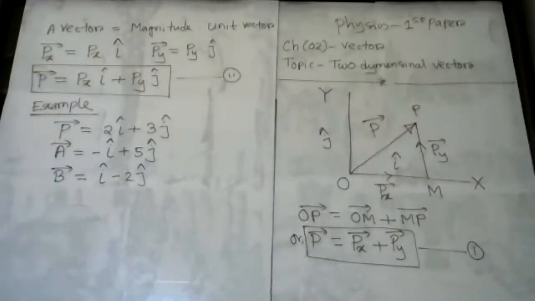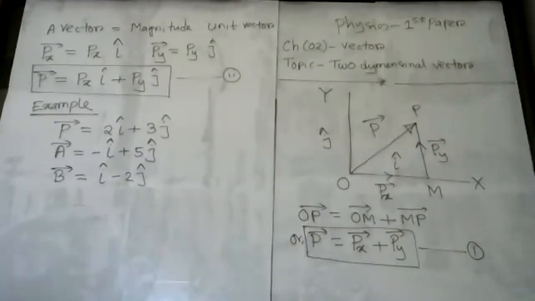Now, return back to equation number 1. How can I find out equation number 1? If we apply the law of triangle in triangle OPM, then obviously we get here OP equal to OM plus MP. So this comes from the law of triangle. Now, can you understand, my dear student? Yes, sir. Thank you. Okay, very good.